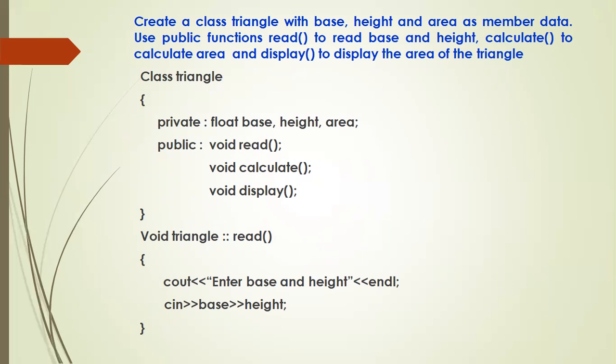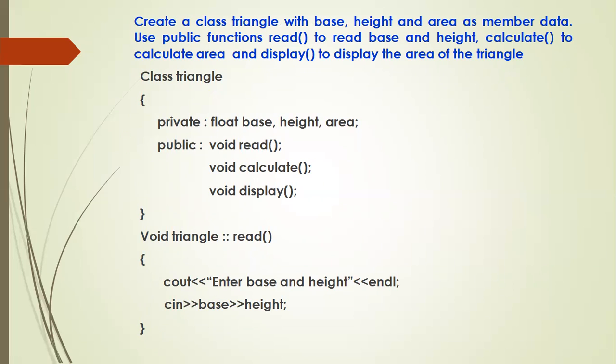Create a class triangle with base, height, and area as member data. Use a public function read to read the values for base and height, calculate to calculate the area of the triangle, and display function to display the area of the triangle. The same example we considered in my last class also, where all the member functions are defined inside the class. The only difference is now we are defining the member functions outside the class.